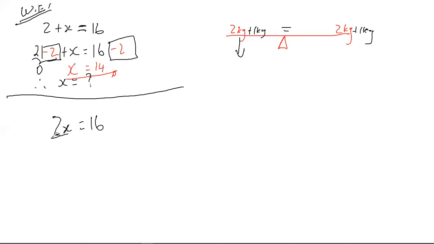So I must divide by 2 because I want the coefficient of x to be 1, okay? And so because there's an equation, back to that seesaw, I must also do this here. And so this is going to be 16 divided by 2 is 8, okay? So you can see the idea, guys, behind these equations.